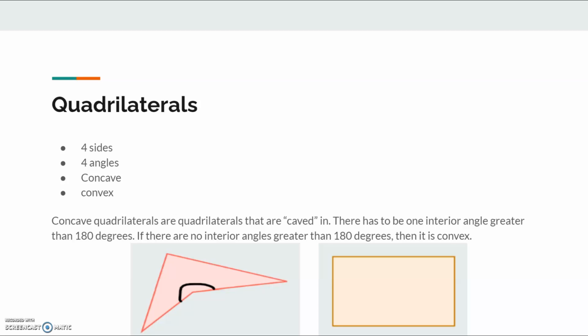Quadrilaterals. Quadrilaterals have four sides, four angles, and they can either be concave or convex. Concave quadrilaterals are quadrilaterals that are caved in. There has to be one interior angle greater than 180 degrees. If there are no interior angles greater than 180 degrees, then it is convex. As you can see in my drawings, I have a concave quadrilateral, and there is one interior angle that is greater than 180 degrees, making it concave.